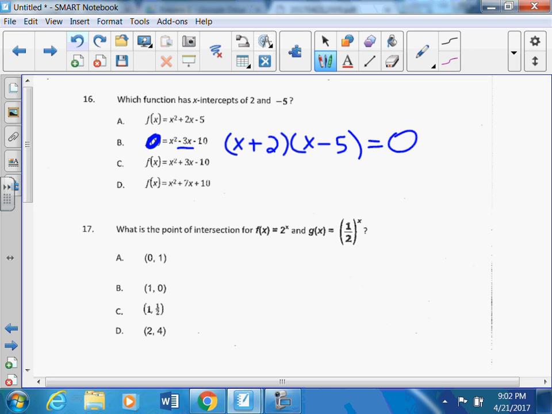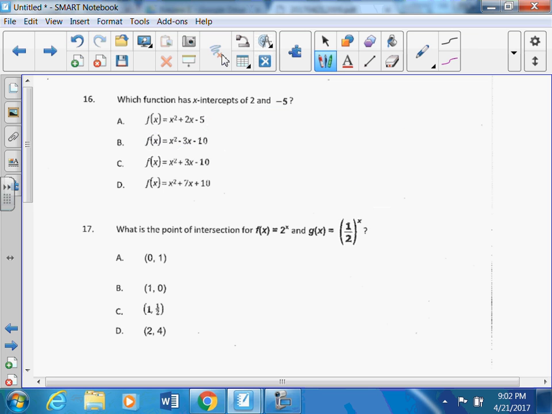And how would you find the x-intercepts? Well, you've got to solve for x. So to solve for x, that means we're going to add 5 here, add 5, and x is equal to positive 5. And we set this equal to 0 and solve for x, so x is equal to -2. Well, that's not what this says up here. So if you got this wrong, there's a good chance you probably answered B.